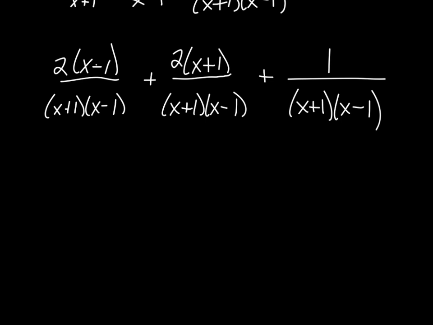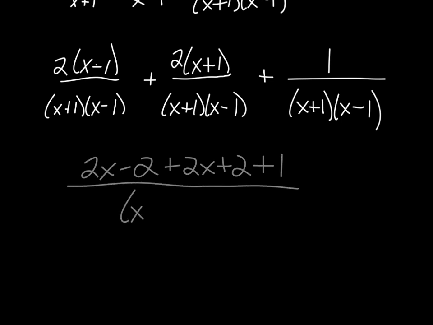Alright, so I'm going to write all of these together while I distribute, is that okay? Yeah. So then the numerator is 2x minus 2 plus 2x plus 2 plus 1. And that's all over x plus 1 and x minus 1. So now you're just combining like terms. So 4x plus 1.